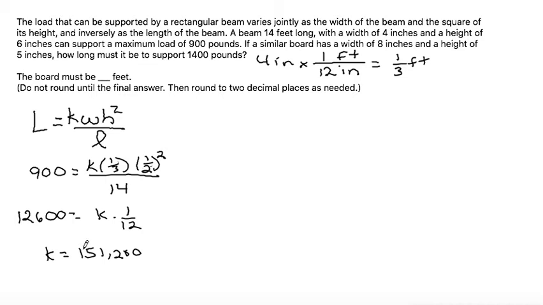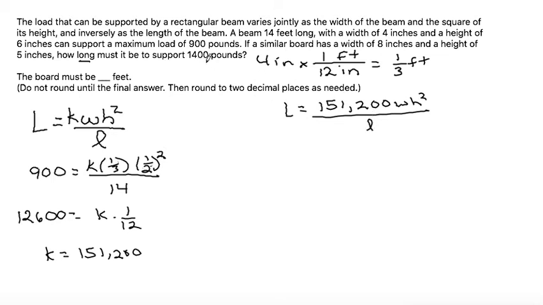Now that we've found our value of K, we can rewrite our equation replacing K with this number. So we can make this L is equal to 151,200 times W times H squared all over L. Now the question is asking if a similar board has a width of 8 inches and a height of 5 inches, how long must it be to support 1,400 pounds? All right, so we are looking for the length because it says how long must it be. So what we're looking for is the length.